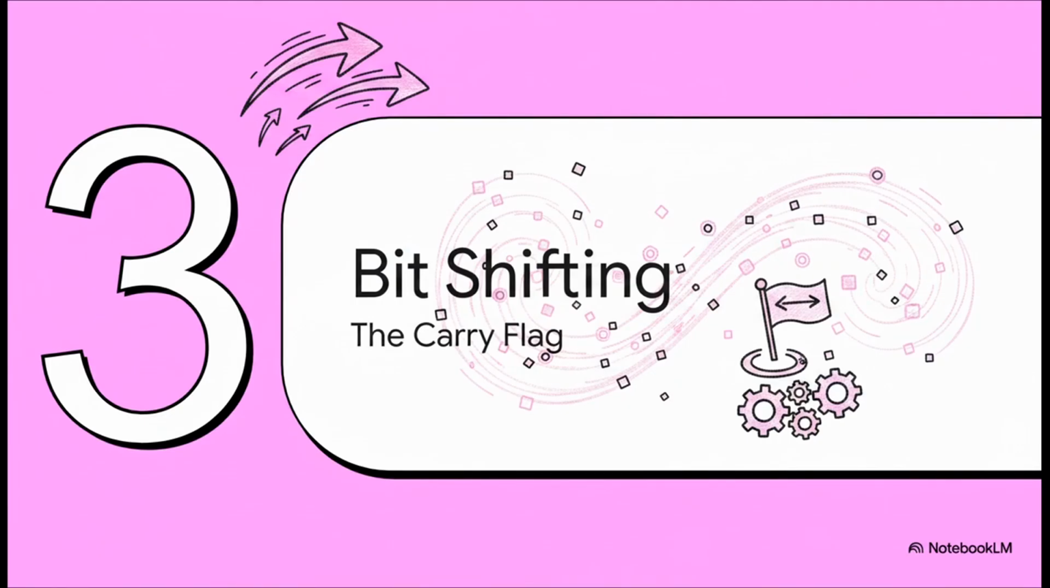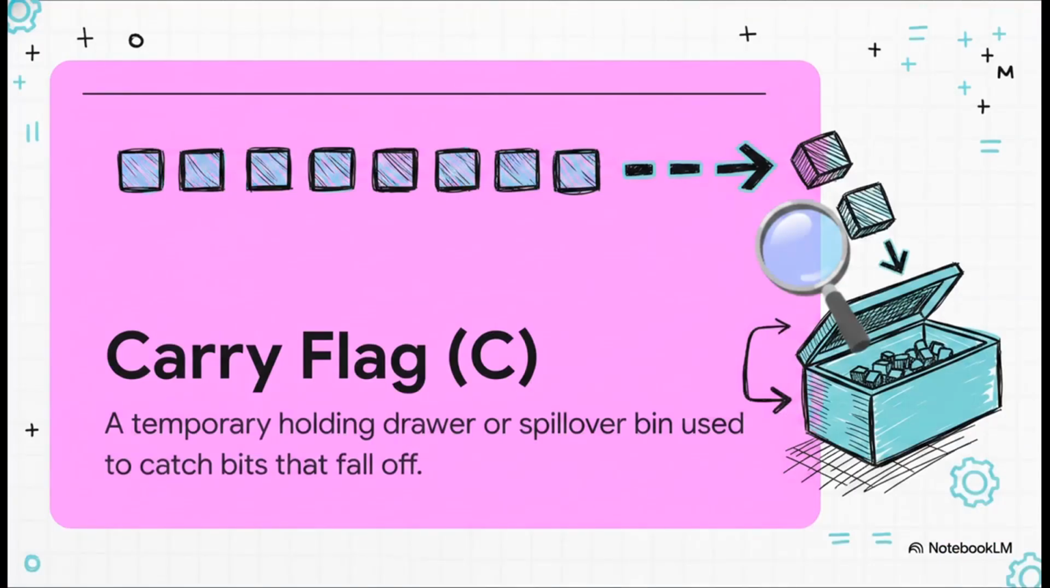Okay, Section 3, bit shifting and the infamous carry flag. Let's get into it. So before we can actually put bits into motion, we really need to understand the carry flag. When you slide 8 bits to the left or to the right, that bit on the very edge has to go somewhere, right? It can't just vanish into thin air. So it falls right into the carry flag. Think of it as a temporary holding drawer or like a spillover bin.